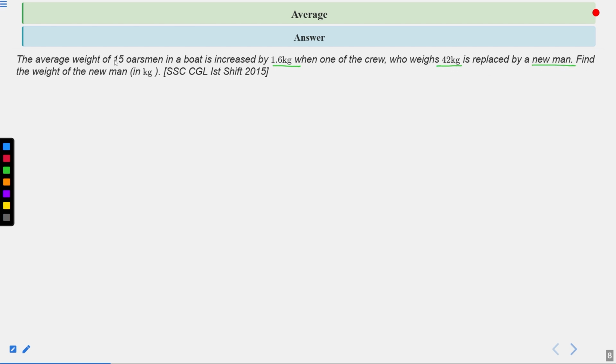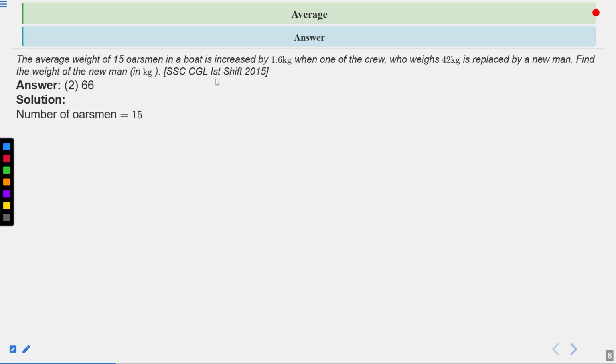So we can say that the average of these 15 members is increased by 1.6 kg. So we can multiply it and get the total weight increased, and add it to 42 to get the new man's weight. So the correct answer of this question is the second option, which is 66 kg. Now see the detailed solution of this question.